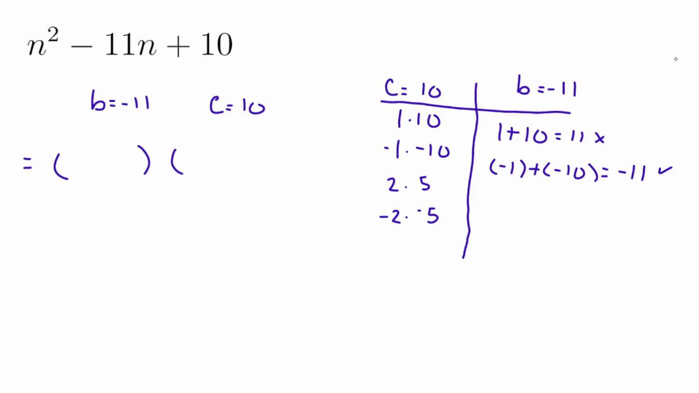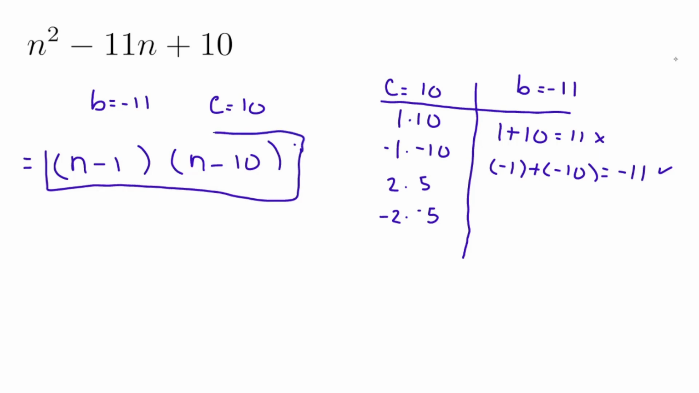So our two factors, using our two numbers, -1 and -10, will be n minus 1 and n minus 10. Okay, so the factored version of n squared minus 11n plus 10 is going to be n minus 1 times n minus 10.